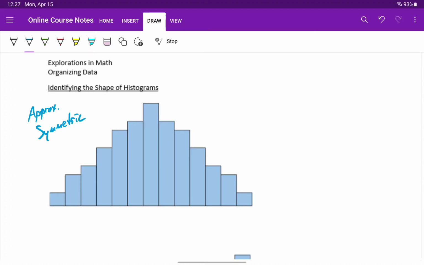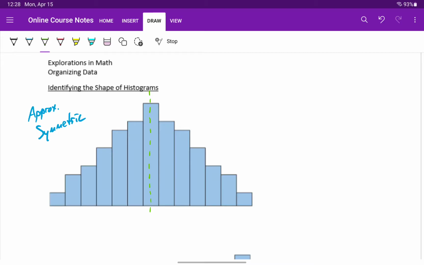In this case, this graph is perfectly symmetric, but it's very rare that with real data we see something that's actually completely symmetric. So what we're looking for is something that's at least approximately symmetric, meaning if we draw a line of symmetry on that tallest bar in the center of the distribution, it should look more or less like a mirror image on each side.